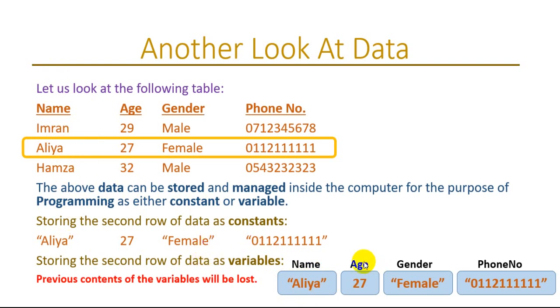Also remember, earlier we had this first row of information in these variables called name, age, gender, and phone number. Now we are storing this set. The moment you store this set, the previous set will be lost. Previous content of the variables will be lost the moment you put new values into them, because each variable can contain only one value at any given time. Remember that, very important. If you put another value, the previous value is lost.